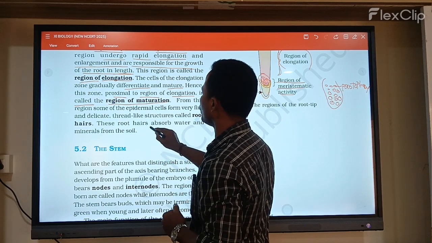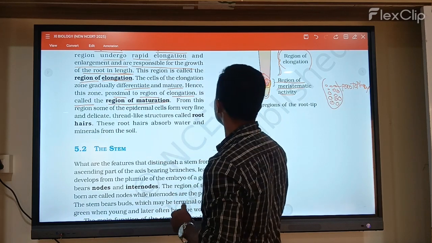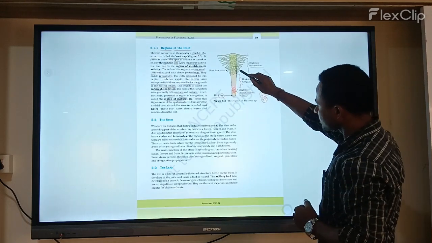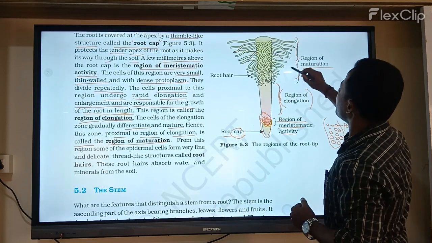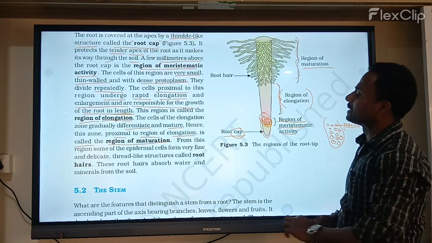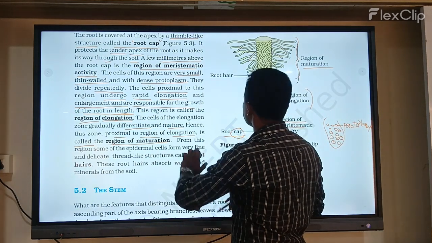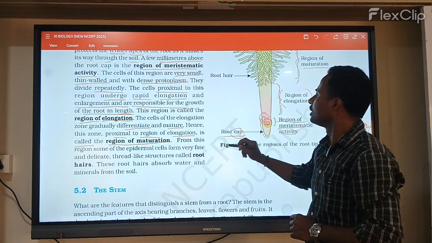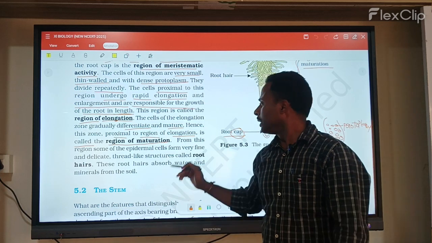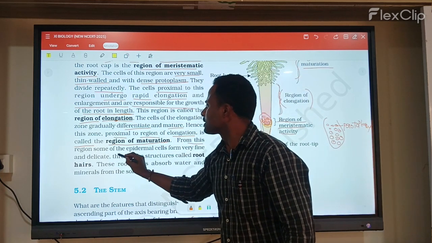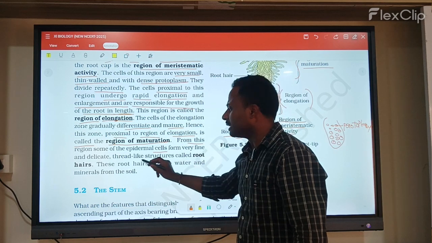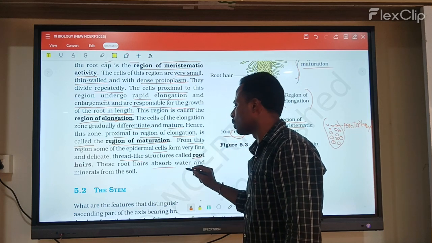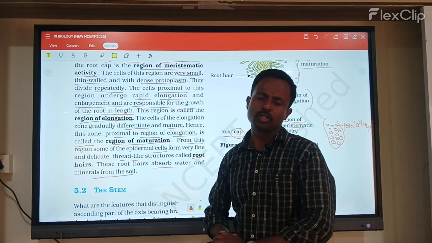Now, from this region, some epidermal cells form very fine, delicate thread-like structures called root hairs. These root hairs absorb water and minerals from the soil. See, this is very important. Where are the root hairs present? They are present in the epidermal cells. Those thread-like epidermal cells are called root hairs, and their major function is the absorption of water and minerals from the soil.